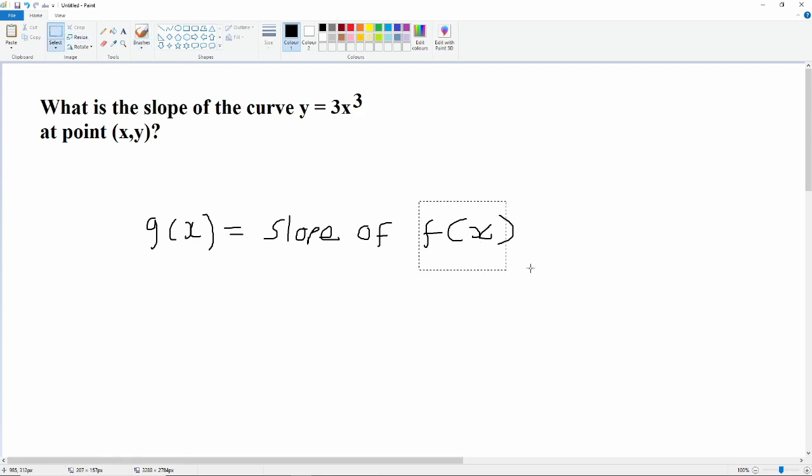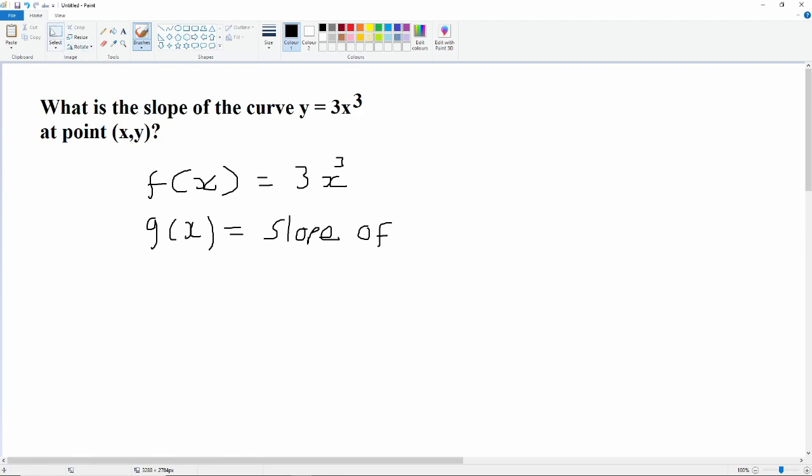So our f of x is equal to 3x cubed, and then g of x will be the slope at point x. Okay, I think for this I am going to go back to the y equals notation. So I'm going to say y equals 3x cubed. I'm going to use both notations interchangeably because it gets you used to it, and it's easier for me to think in one sometimes than the other. Okay, so y equals 3x cubed, and we want to know what the slope is.